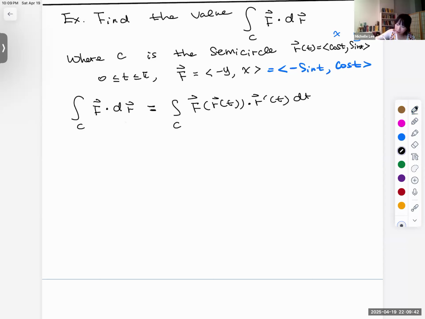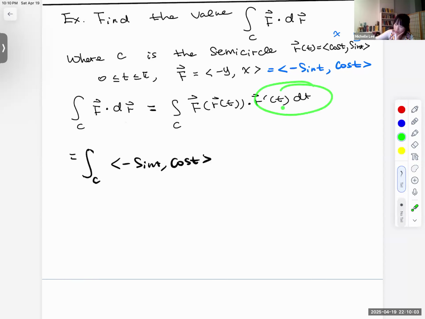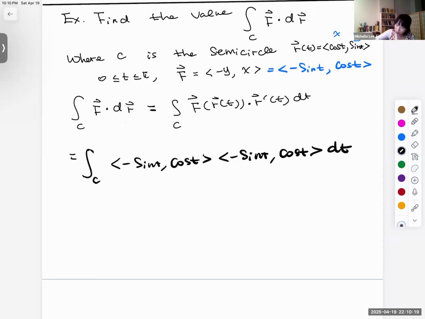Okay, let's do that. Then there will be the line integral, and then F of r of t, which is this, so there will be negative sine t, cosine t. Now what is the derivative of r of t? Negative sine t, and the derivative of sine is cosine, right? So we will have negative sine t, cosine t dt, right? It's a dot product.